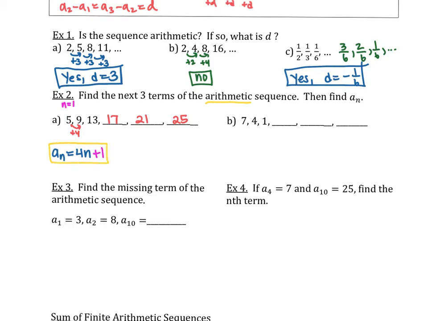So 9 is the second term. If I plug in 2, 4 times 2 is 8. 8 plus 1 is 9. For the third term, 4 times 3 is 12. 12 plus 1 is 13. So it works for all the terms. And I'm okay with you doing it like that in your head.